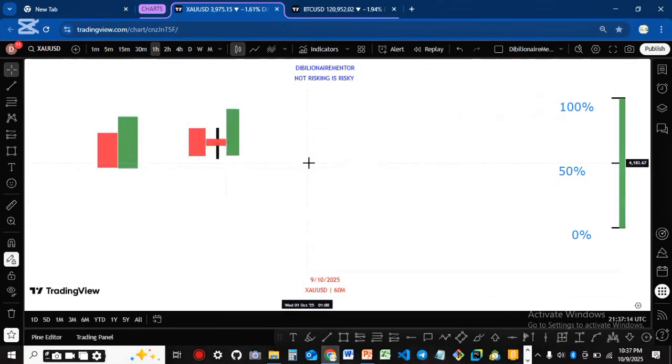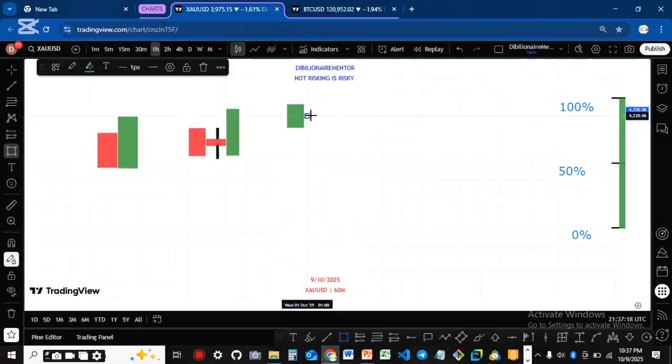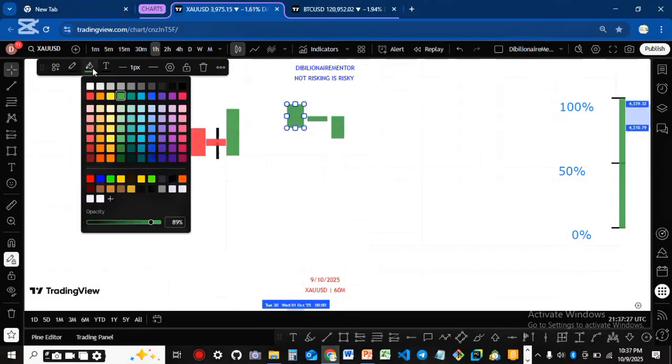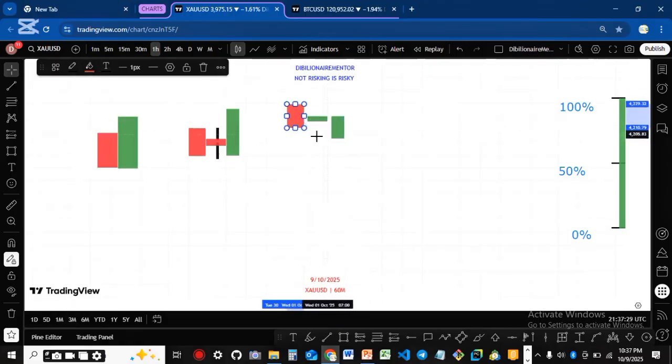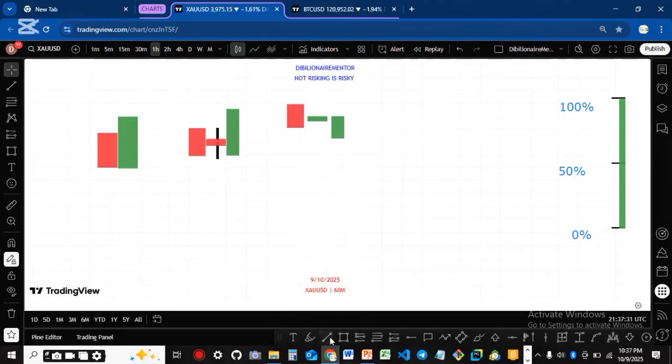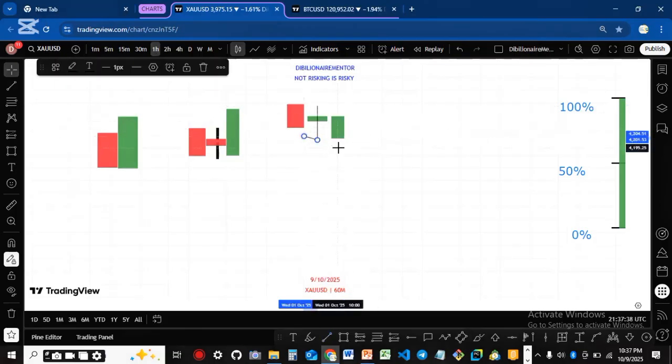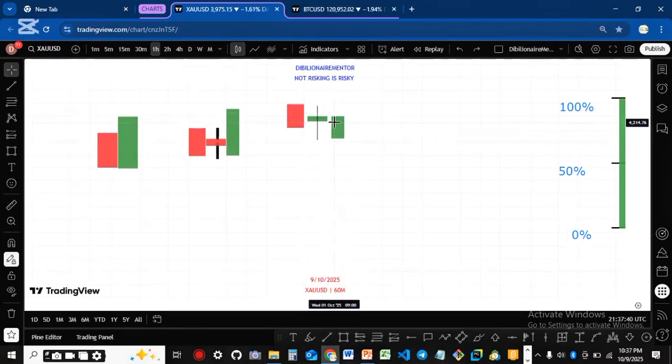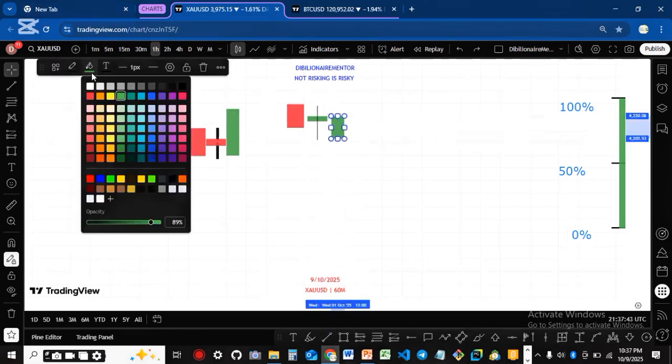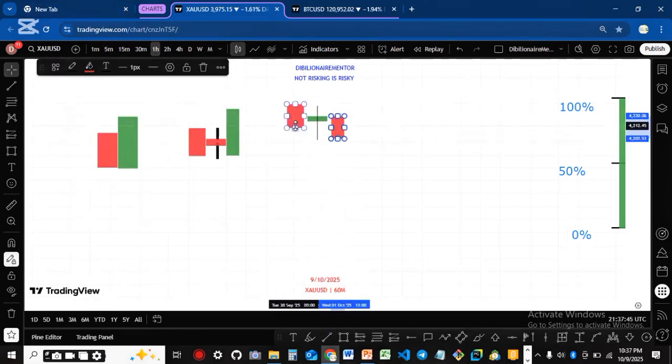When we have the opposite, which is something like this, this is our red candle, and this is the green candle here. The whole idea is that we have a candle that engulfs the previous candle. This is actually the red, and this is the green.